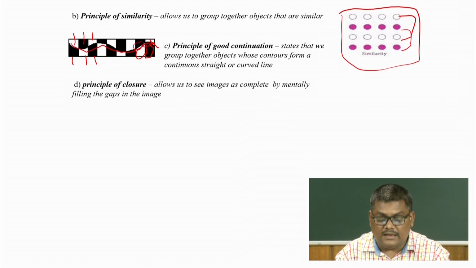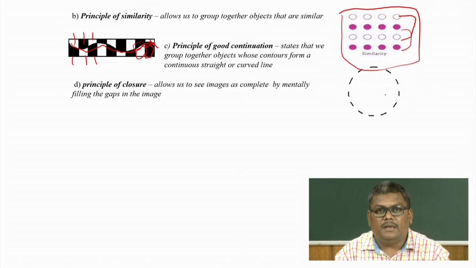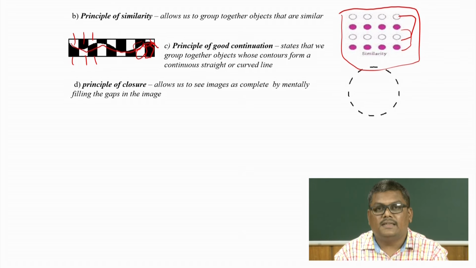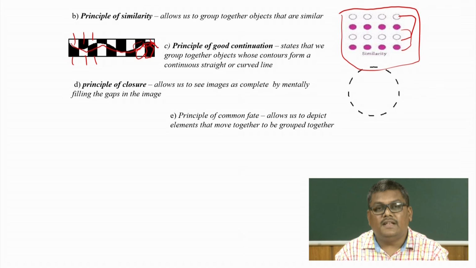A fourth principle is a principle of closure. Looking at this, most people tend to interpret this as a circle, whereas this is not a circle. Now, the brain, what it does, using a principle of closure, it tries to make or close this figure to make the easiest interpretation out of it, and the easiest interpretation of this figure is the circle. The brain fills up the gap which is there in the image.